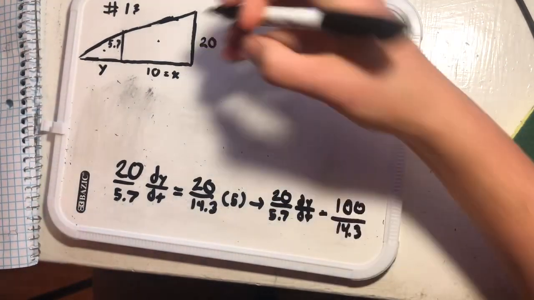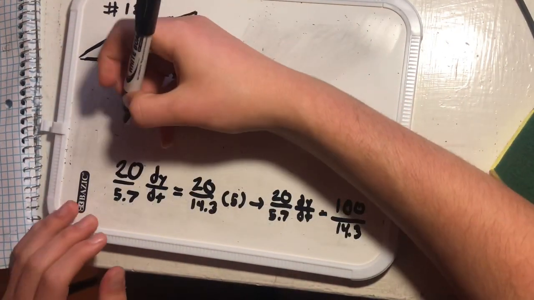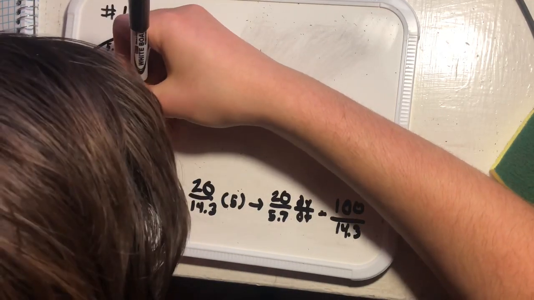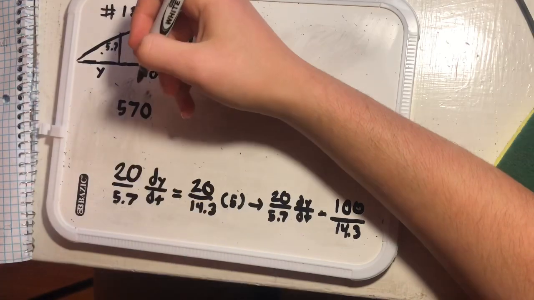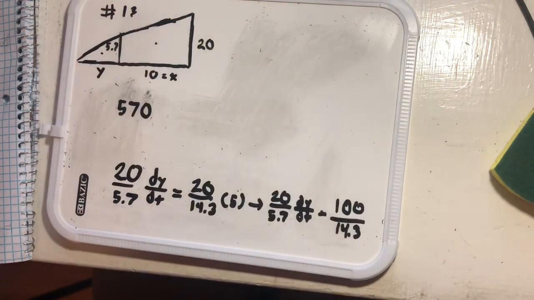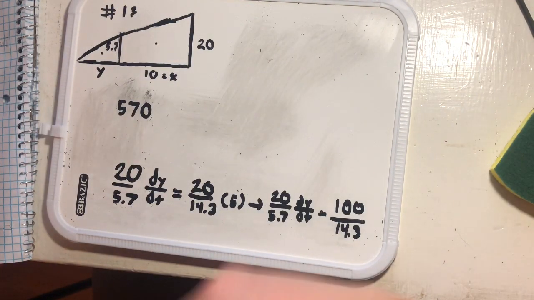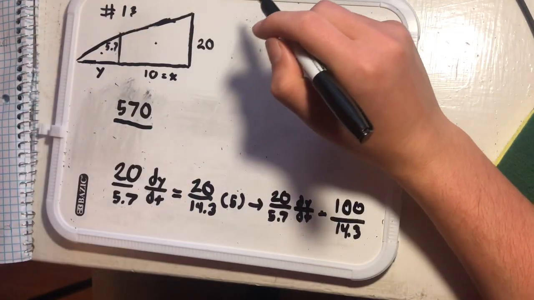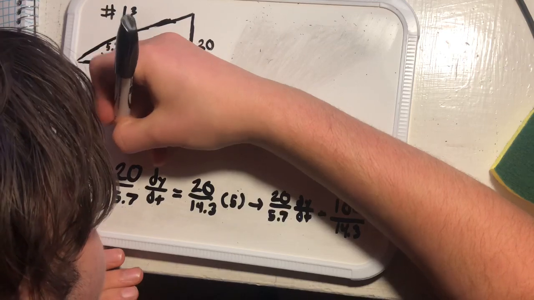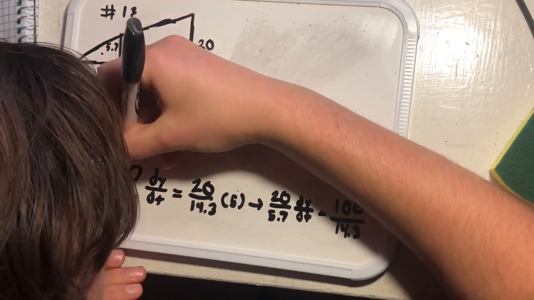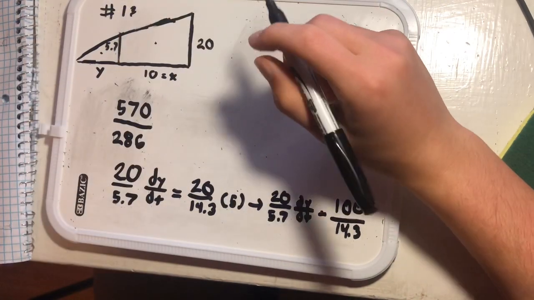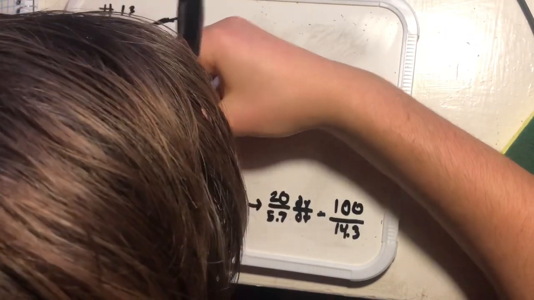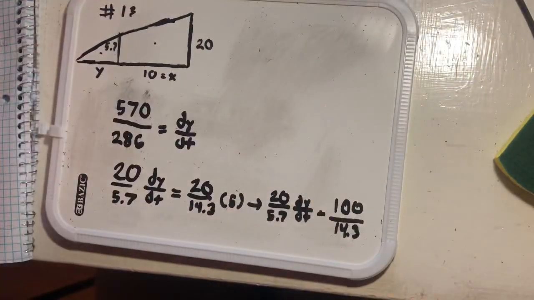Cross multiply, and we'll get 570 over 286 is equal to dy dt.